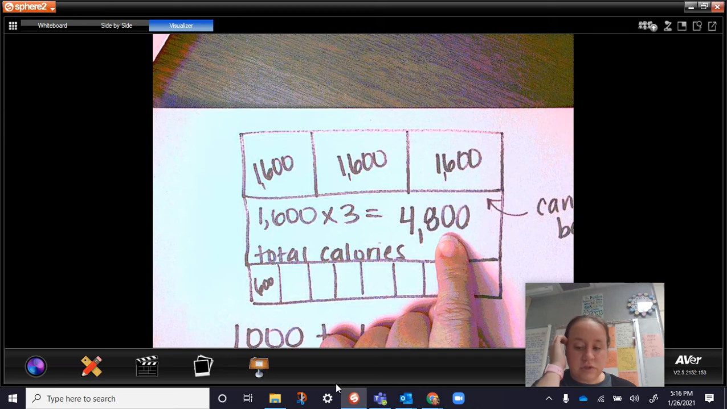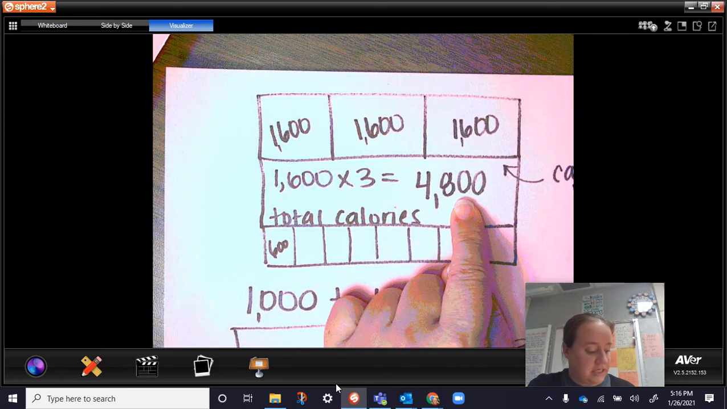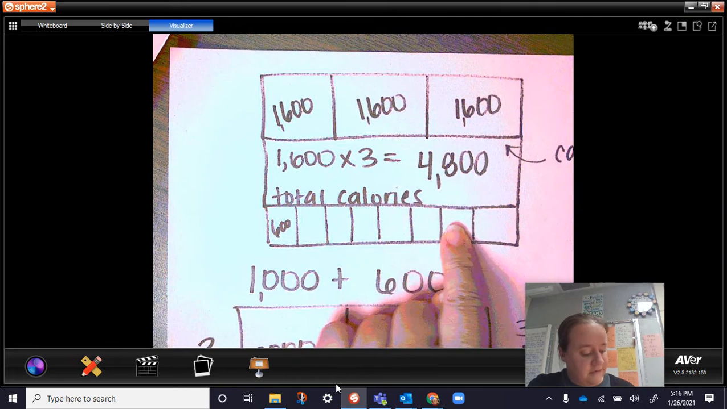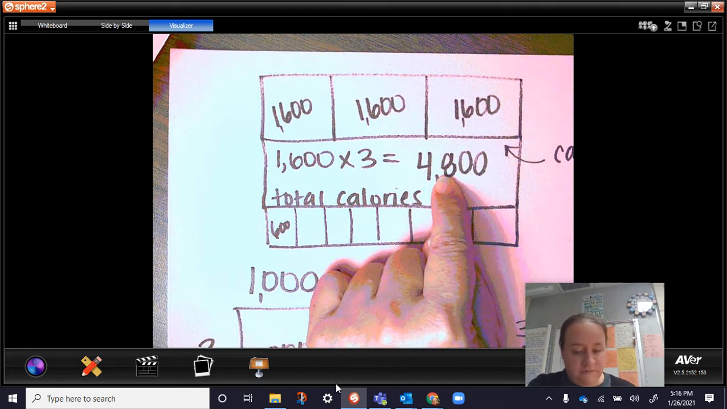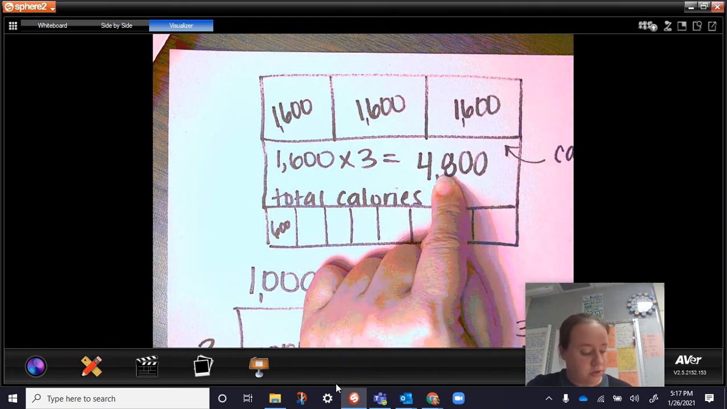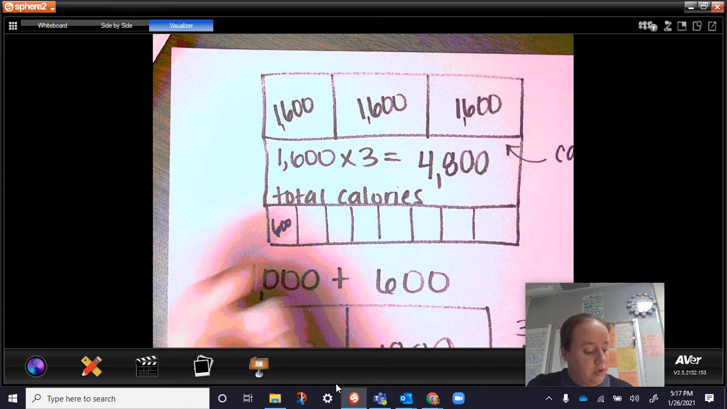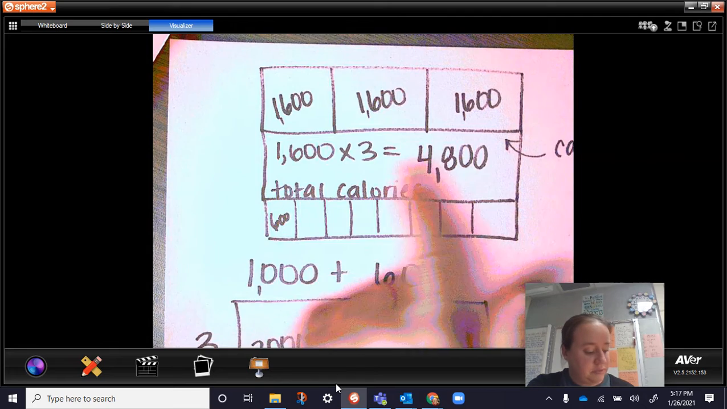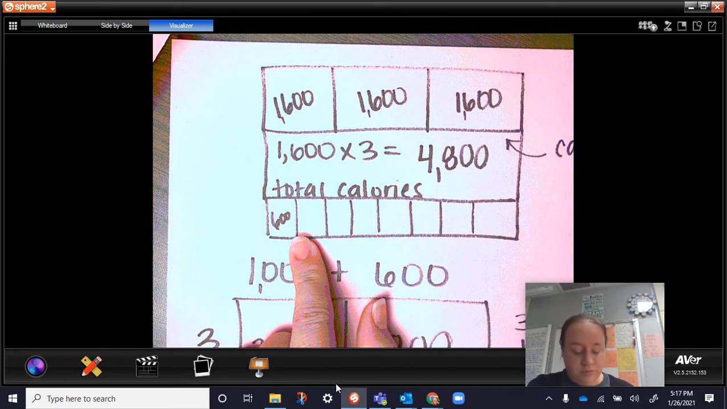Then it says they want to consume the same amount of calories each day. Well, there's 1, 2, 3, 4, 5, 6, 7, 8 days that all of these calories are going to be consumed. So I'm going to take this amount and I'm going to say, okay, I need to split this number into these groups.